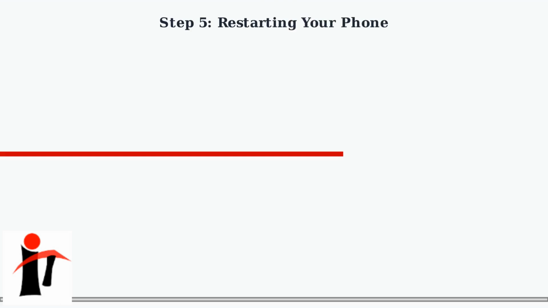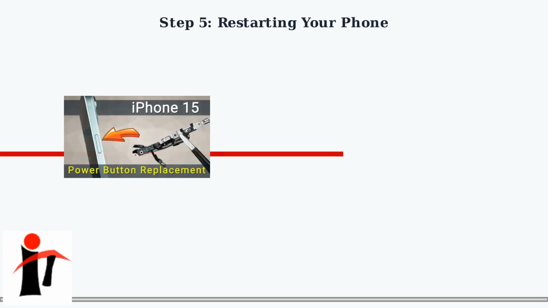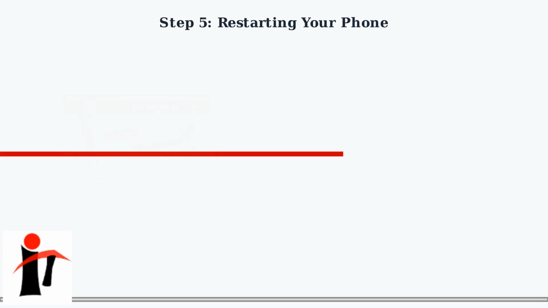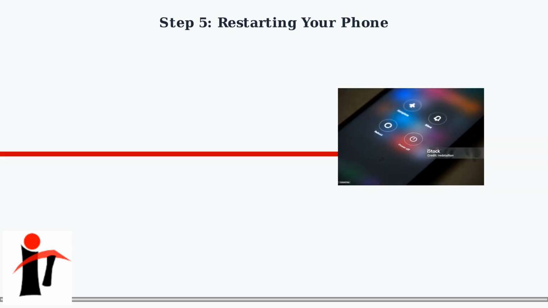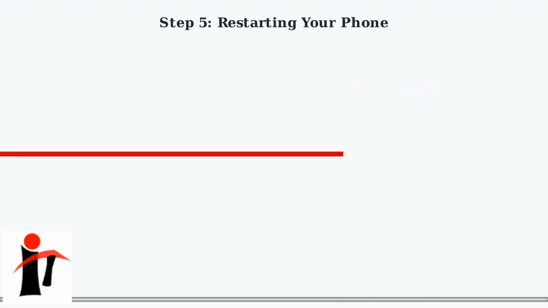Step 5 focuses on restarting your phone, which can clear temporary connectivity issues preventing the Tesla app from communicating properly. First, locate the power button on your phone. This is usually on the side or top of the device. Press and hold the power button until you see the power menu appear on the screen. From the menu options, select Power Off to shut down the phone completely. Wait 10 to 15 seconds to ensure the phone has fully shut down and any temporary processes have cleared.